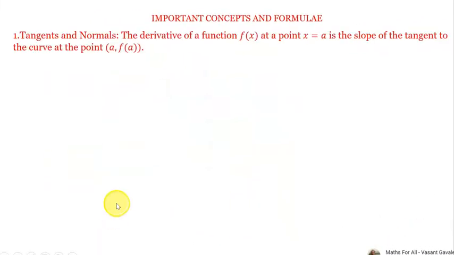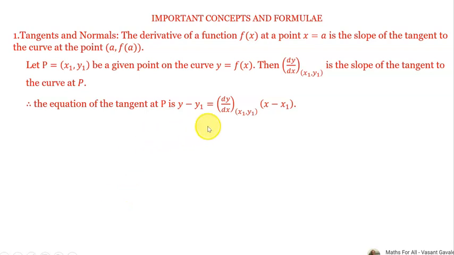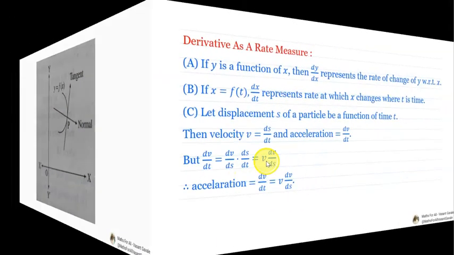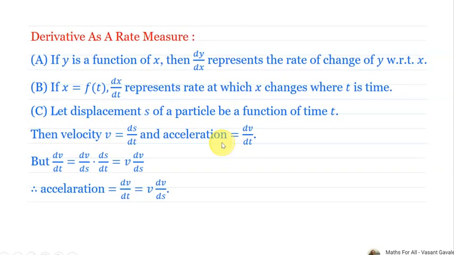These are the important formulas. That is the equation of the tangent and the normal, and this is the figure: curve y equals f of x, tangent and the normal. Now in this lecture, I will explain 10 examples on derivative as a rate measure.